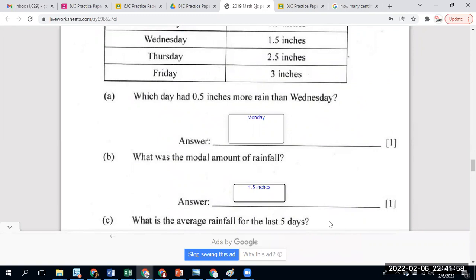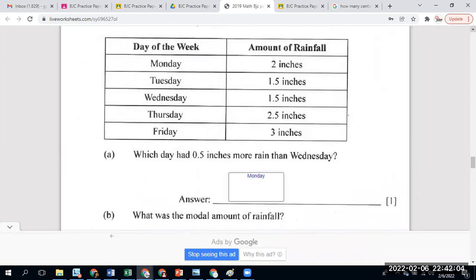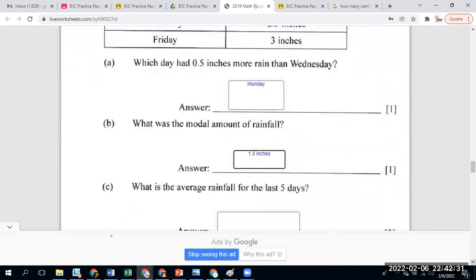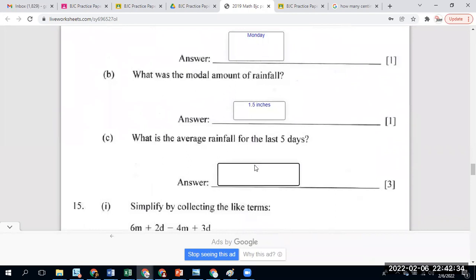What is the average rainfall for the last 5 days? So how we find average, that's the same as mean. What we would do is we add up all of these numbers and then we divide by 5. So I know the 1.5 and 1.5 is 3. 3 plus 2 is 5. 2.5 plus 5 is 7.5, plus 3 is 10.5. So 10.5 divided by 5 gives me 2.1 inches of rain, and that is my average, 2.1 inches. Good.